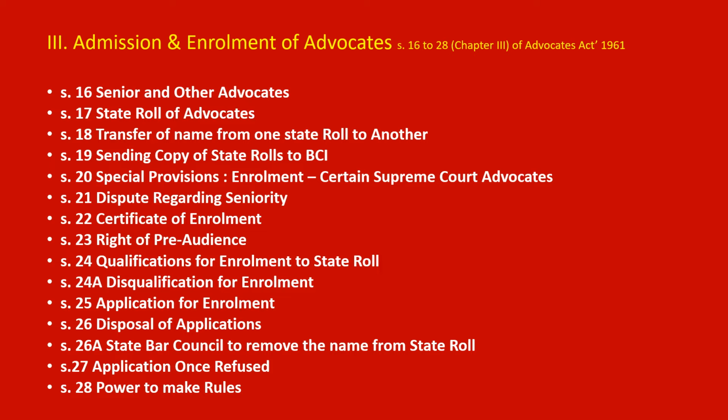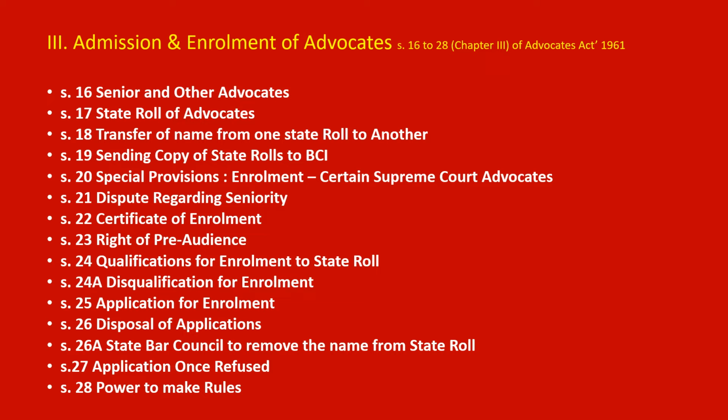Now 24A talks about the opposite, the disqualification for enrollment. Here it gives 3 basic disqualifications which can lead to disqualification of enrollment. The first is if the person is convicted of an offense involving moral turpitude. Any person convicted of an offense which involves moral turpitude is disqualified from enrollment. The second says that if he is convicted under a provision of the Untouchability Offences Act 1955, if he is booked there, he is also disqualified.